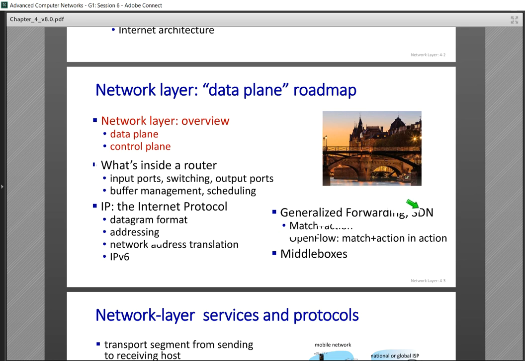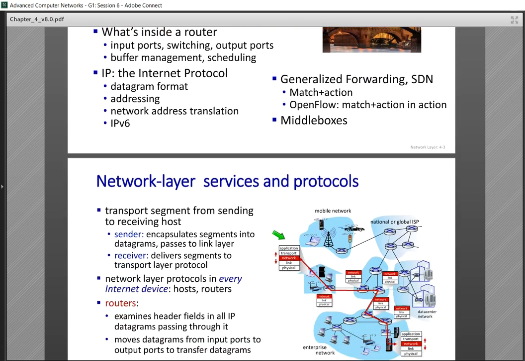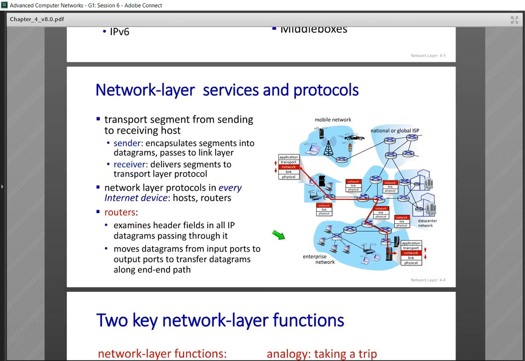This is the main and the newest topic in network layer. We have to talk about SDN, software-defined networking. Why? Because it's the future of computer networks. It's the future. So we have to talk about this, how it works, and what is, for example, the OpenFlow protocol. Okay. Let me talk about the services in network layer.